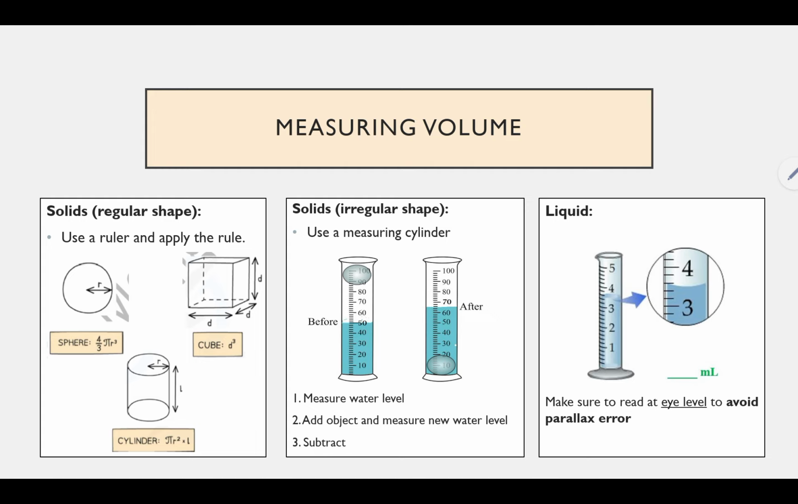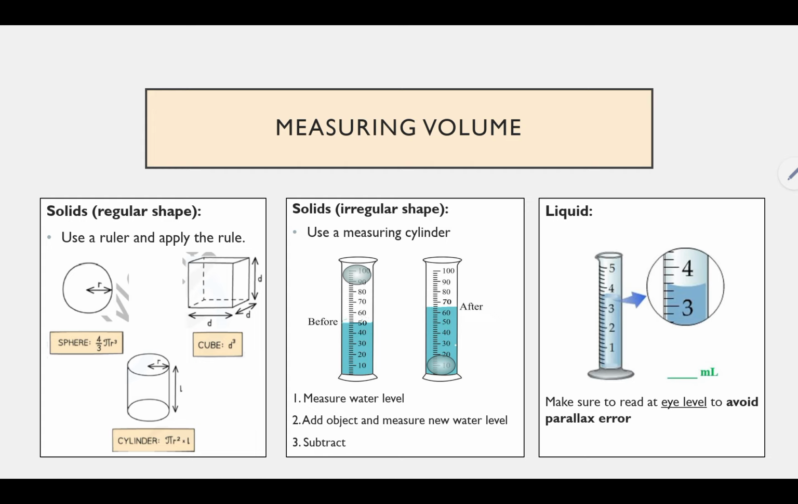Then number 2, you're going to add your irregularly shaped solid to the cylinder and measure the new water level or record the new water level. Third step, I'll subtract my final volume minus the initial volume. So the volume of the water and the object minus the volume of the water only.